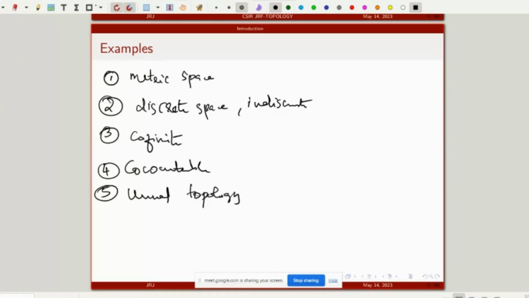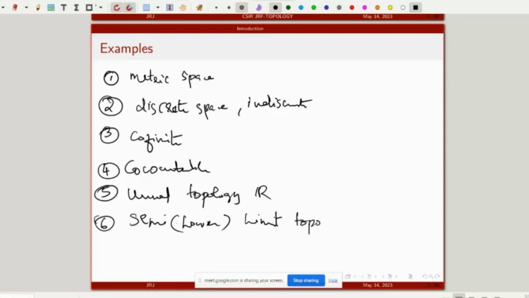Then what are the other things? Semi-open, lower limit, upper limit topology. Yeah, lower limit, or you can write it as lower limit topology. So you have lower limit topology. So you have enough examples with you.